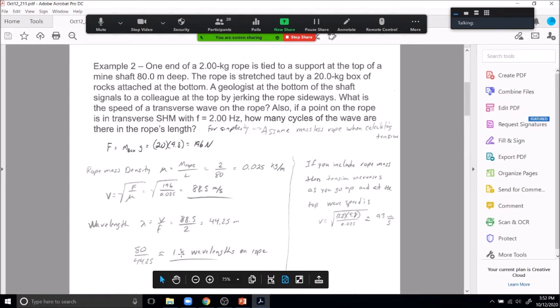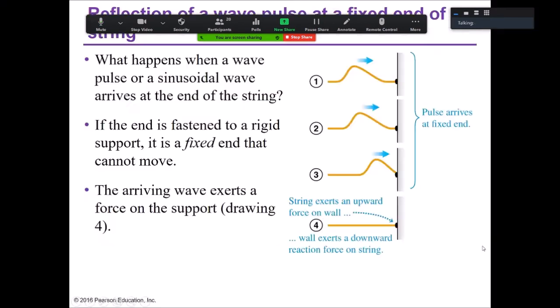So, yeah, it's hard to get a precise value on this if you include the mass of the rope. But you could see the range of values, right? That's the range of speeds, it'd be a range of wavelengths, and so on and so on.